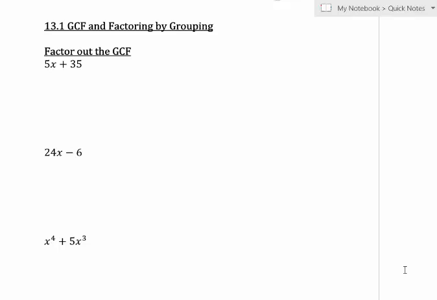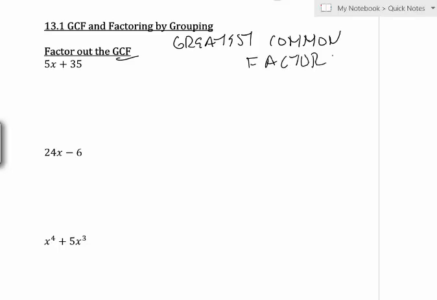13.1 is called GCF and factoring by grouping. Now, what GCF stands for is something that we call the greatest common factor. So what the greatest common factor means is: what is the biggest number or biggest factor that we can factor out of our polynomial.